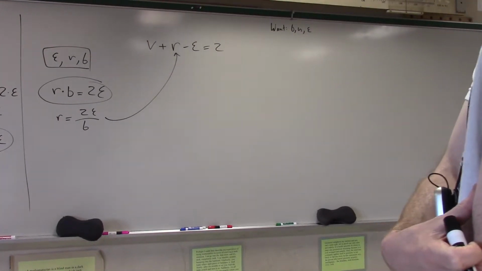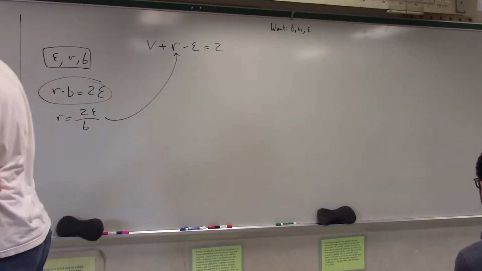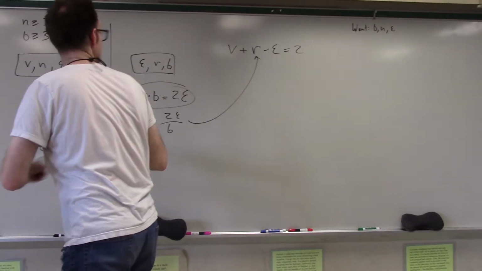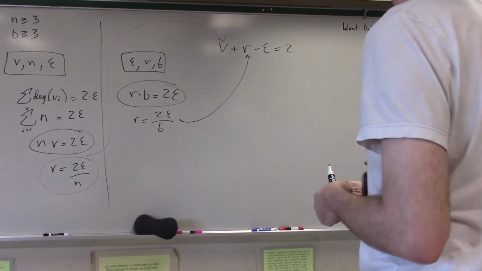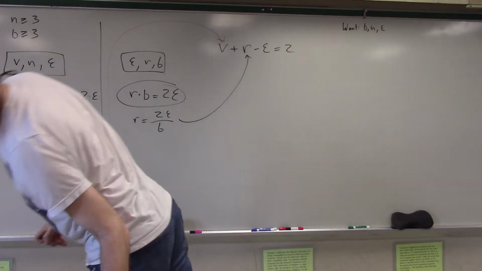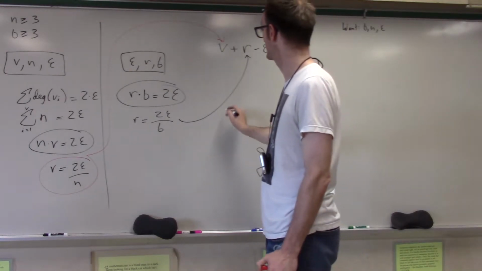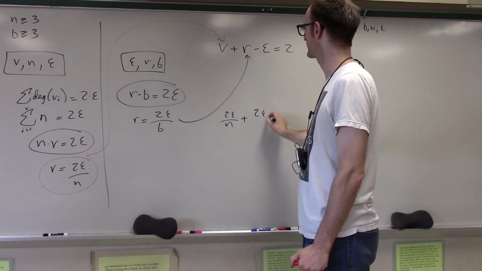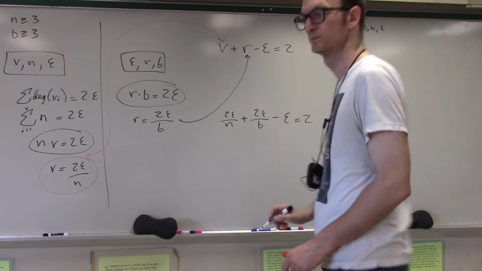We're going to solve for V here. V is 2 epsilon over n. And we're going to stick this here. Let's see what happens if I do that. That should work, right? 2 epsilon over n plus 2 epsilon over B. So what we get is 2 epsilon over n plus 2 epsilon over B minus epsilon equals 2. Is that what you just said?